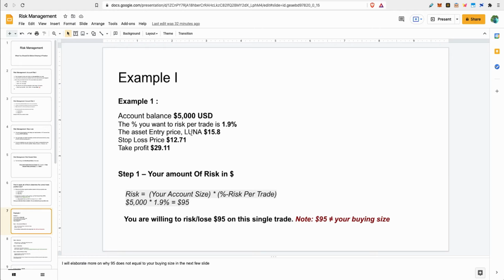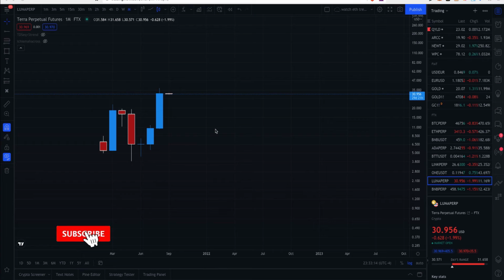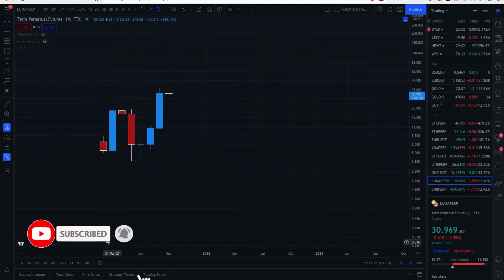So over here, we do an example. Let's say your balance is $5,000 and you want to risk 1.9% of your $5,000. And let's say the market is Luna in the crypto market, and your entry price is at $15.8. You determine that your stop loss price is going to be at $12.71 and your take profit is going to be at $29.11. Okay. Let's say here, this is the Luna market on TradingView.